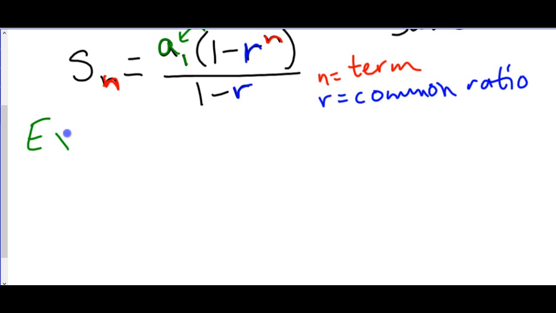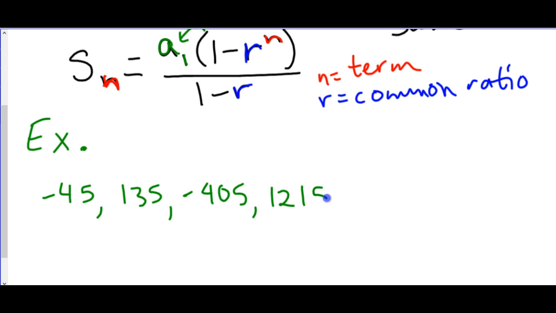So for example, let's say we have the sequence negative 45, 135, negative 405, 1215, and negative 3645. And we want to find the sum for this. Well, first we have to identify a couple of things. I said a sub 1 was the first term. So looking at our list, the one that came first was negative 45. That would be a sub 1.